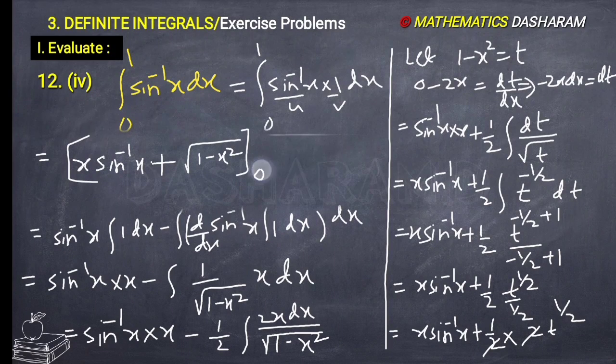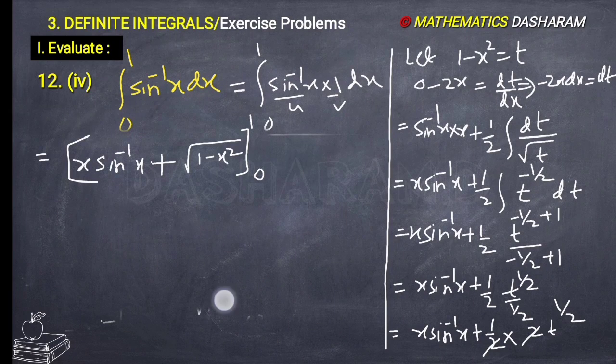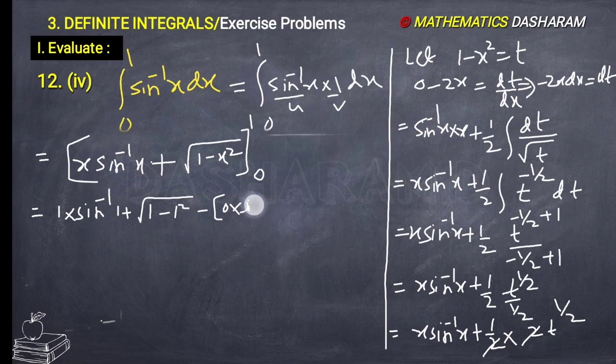Now write the limits as it is. Let's substitute the upper and lower limits. So first substitute the upper limit: 1 into sine inverse 1 plus under root 1 minus 1 square. Next substitute the lower limit: 0 into sine inverse 0 plus under root 1 minus 0 square.